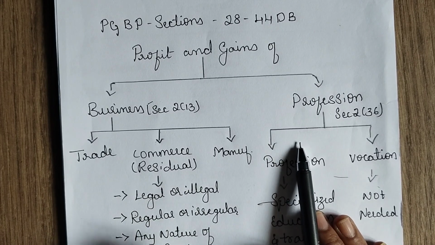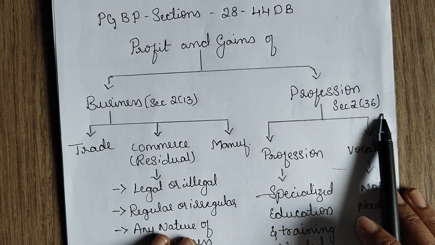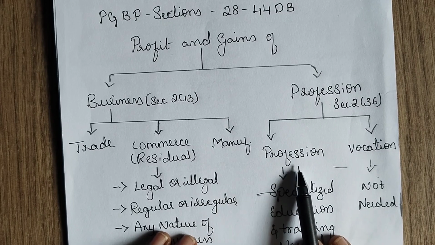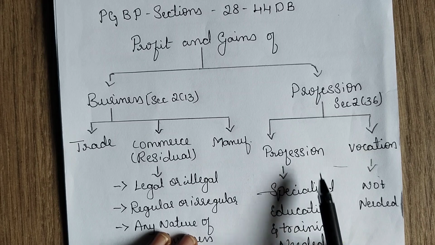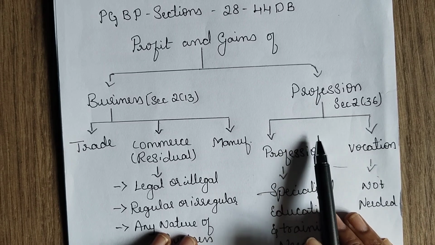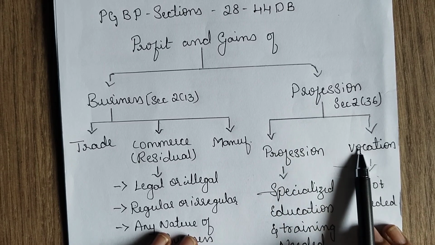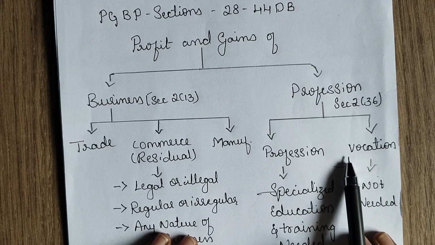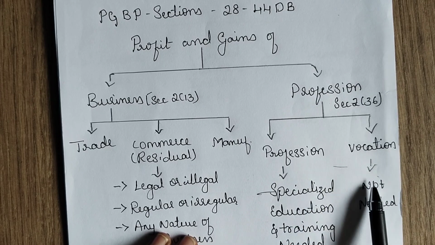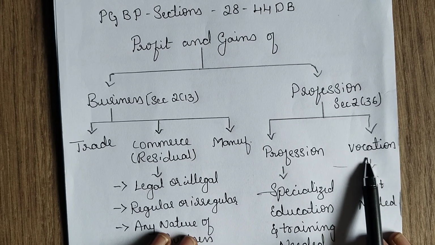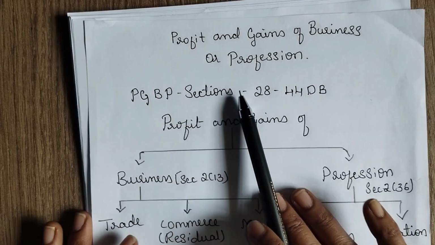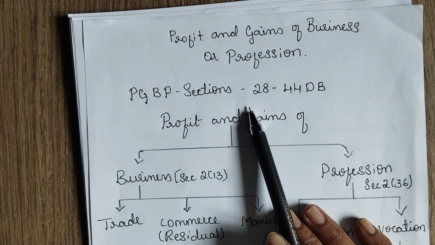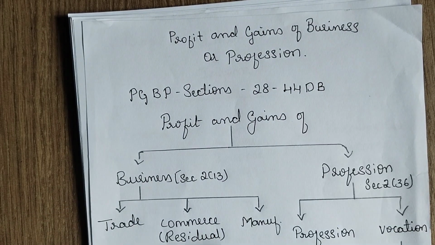And profession means section 2, subsection 36. Profession includes specialized education and training needed. And here you need to observe that profession includes vocation also, for example plumber, electrician. This all comes under vocation. Now, PGBP is the biggest section that covers section 28 to 44 DB.